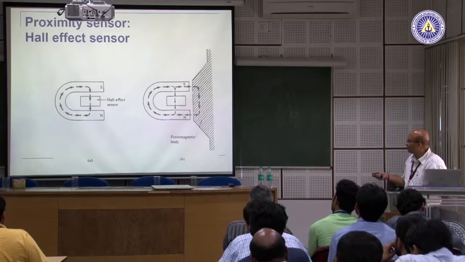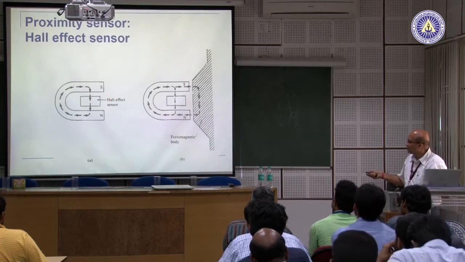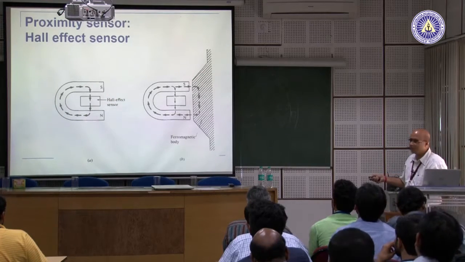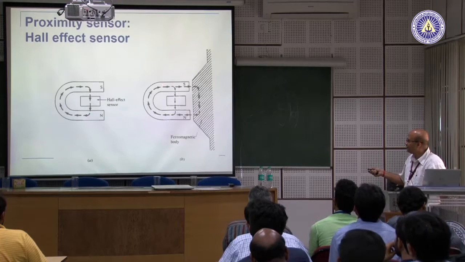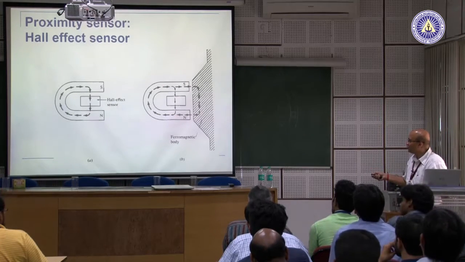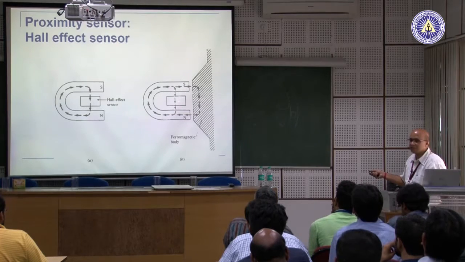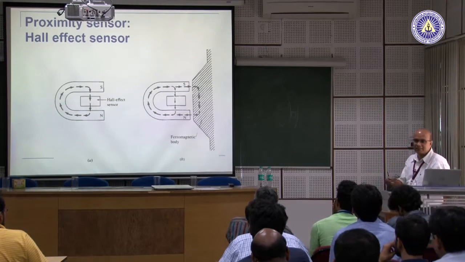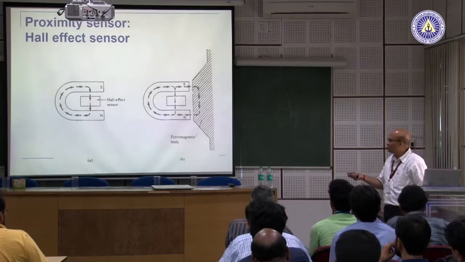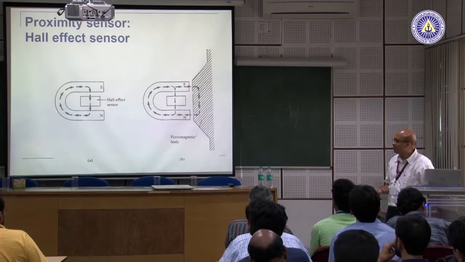Now, the moment an object comes in front, the magnetic lines of force will be pulled out like that. So, from here to here we see the magnetic lines of force are moved out. Now, the moment they move out, there is no line passing through the sensor. Now, it understands that something has come in front. So, the lines of force have moved out, right.